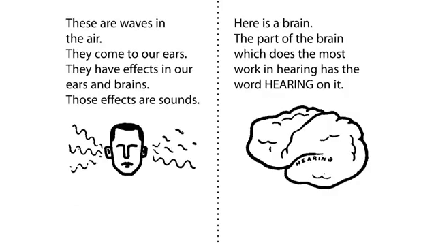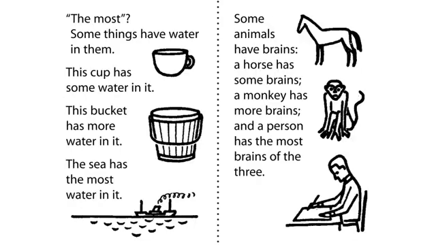These are waves in the air. They come to our ears. They have effects in our ears and brains. Those effects are sounds. Here is a brain. The part of the brain which does the most work in hearing has the word hearing on it. The most?